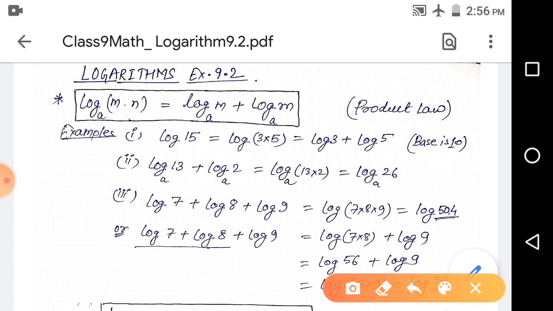Now see the next, we have log base a 13 plus log base a 2. Plus is here, so we can use the product law, that means 13 into 2. So log base a of 13 into 2, log 26, is the answer.